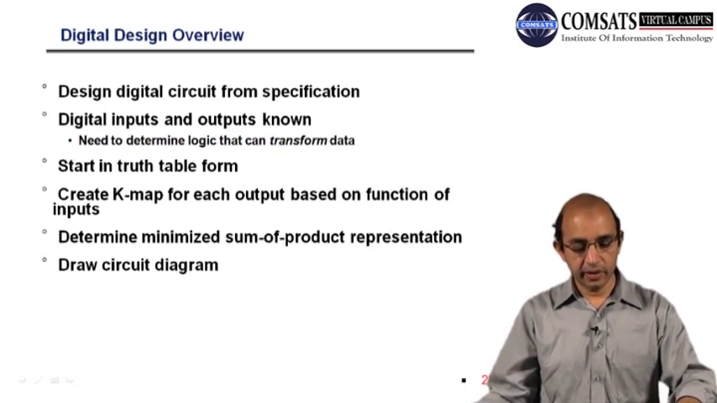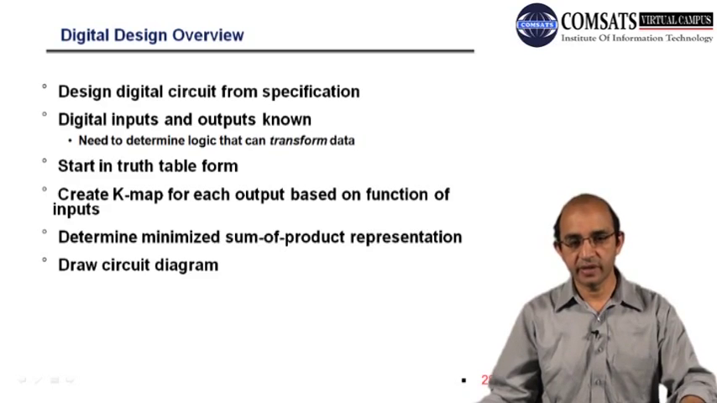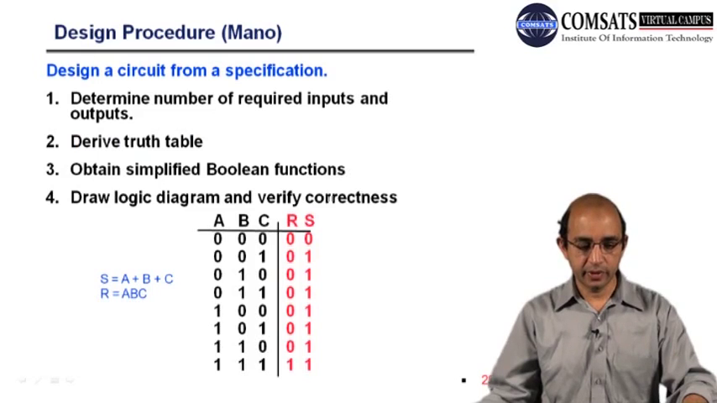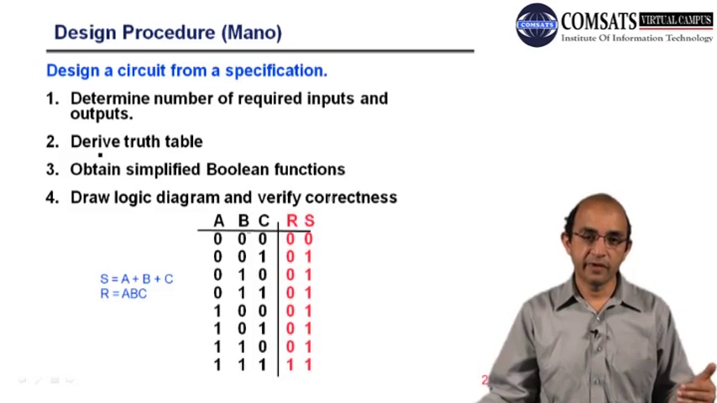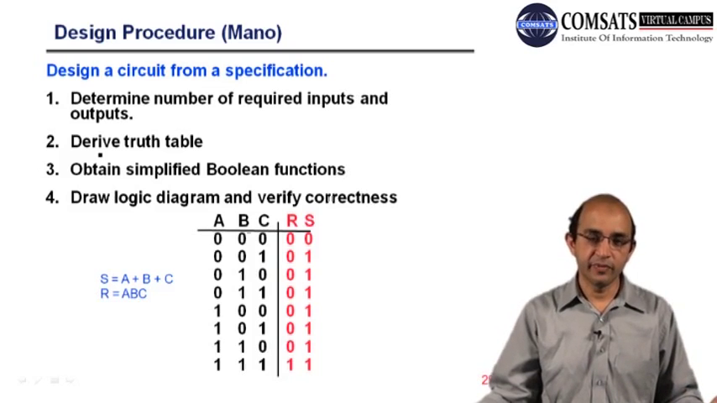And finally, after having the minimized or simplified circuit expression, we have to draw the circuit diagram. So these are the steps. Here you can see we have 3 inputs and 2 outputs. So we have determined the number of inputs and the number of outputs. Then we derive the truth table.